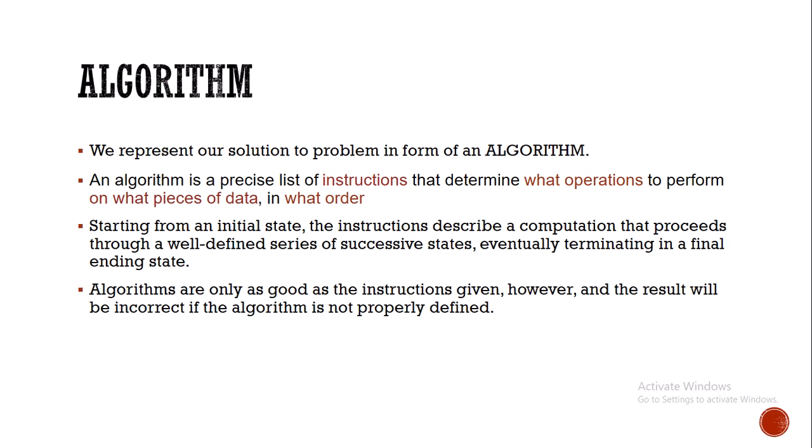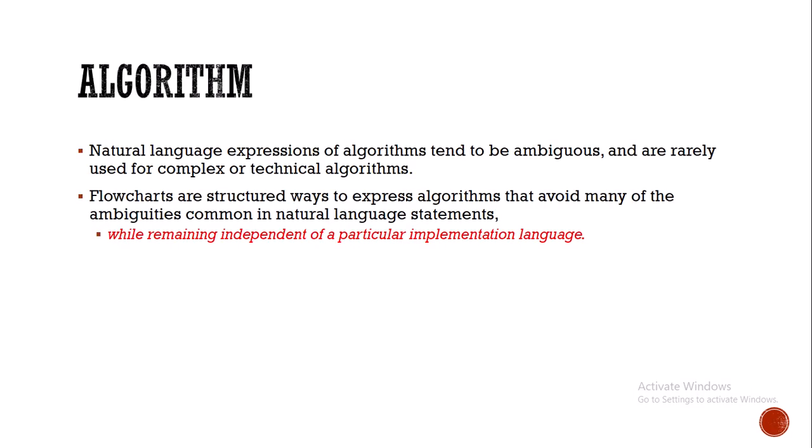Algorithms are only as good as the instructions given, however, and the result will be incorrect if the algorithm is not properly defined. Algorithms are usually written in natural language. It is mostly written in form of simple English statements, which explains steps of our solution. Natural language expressions of algorithms tend to be ambiguous, and are rarely used for complex or technical algorithms.